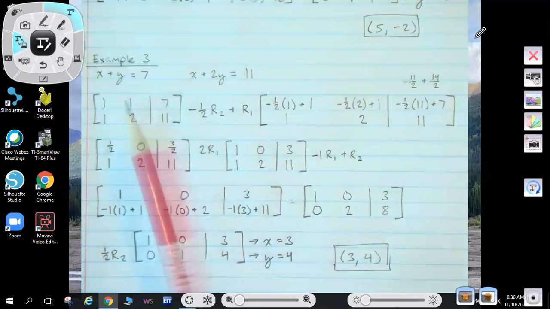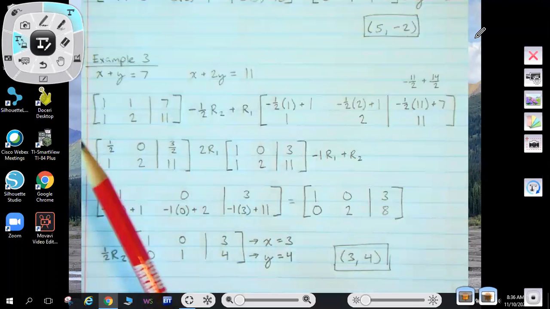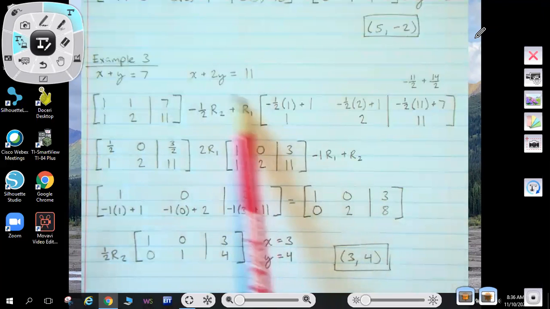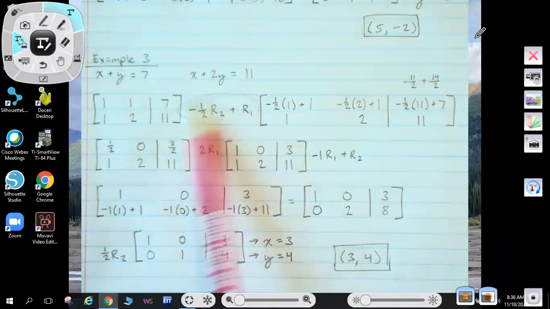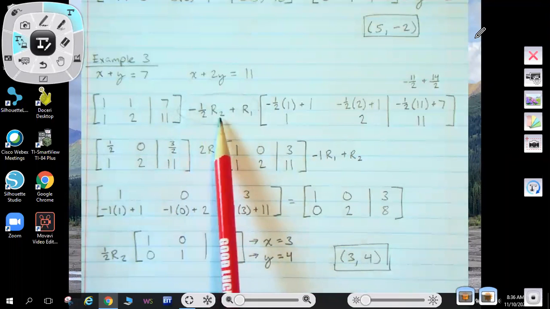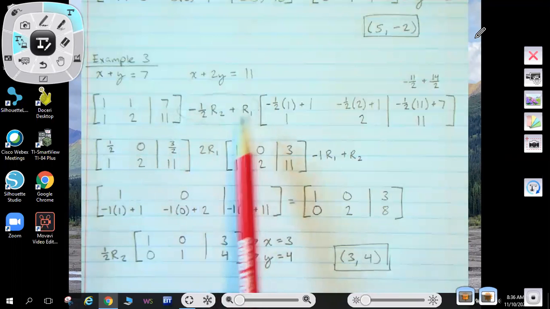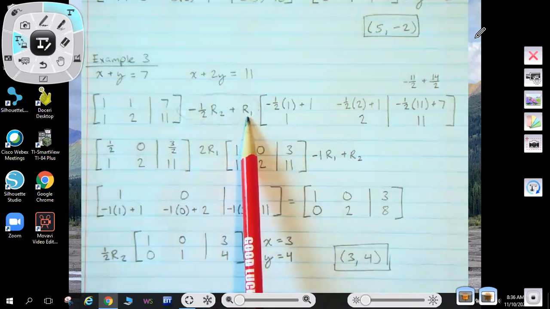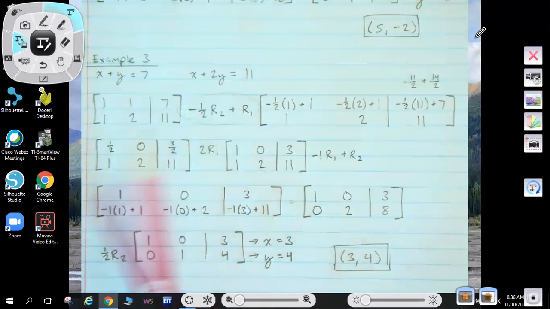So when you're trying to change a number to become a 0, you're going to have something that looks like this. You're going to use another row, multiply that row by something, and then add it to the row that you're working on. If you're trying to change a number into a 1, all you have to do is multiply that row by whatever it's going to take to make that become a 1.